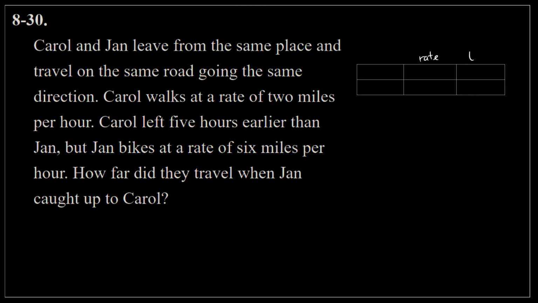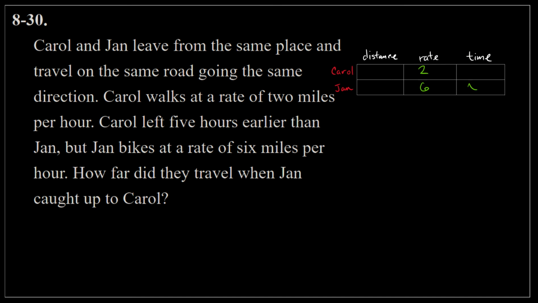We definitely got the rate for each person, the time, and we've got the distance. And we've got two people participating. We've got Carol and we've got Jan. So a couple things I know, right? The rate for Carol was 2 miles per hour. The rate for Jan was 6 miles per hour.